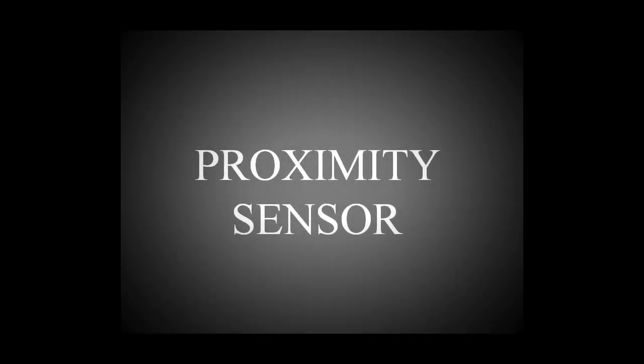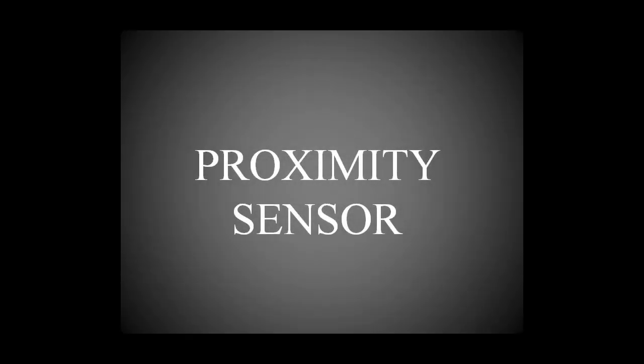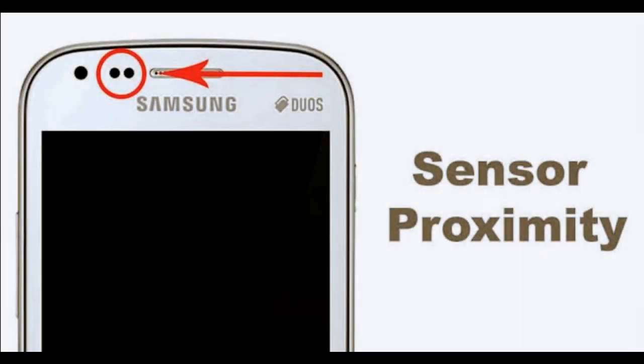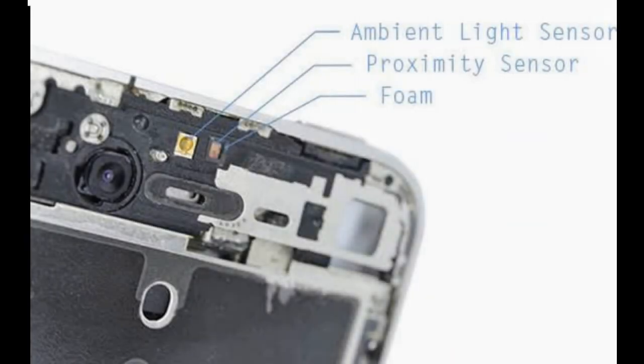Now let's talk about the proximity sensor. When we observe, our device automatically turns off the screen when it detects it's closer to our ears. This is the proximity sensor. It is used to help us prevent possible misoperations.